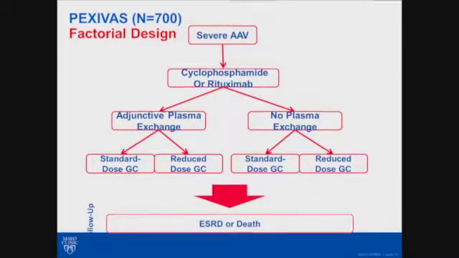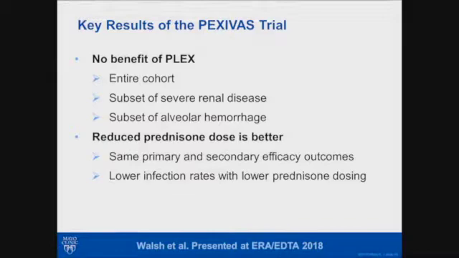patients receiving plasma exchange. Now, I'd like to just give you the headline summaries because these are really important and will change how we treat patients with severe ANCA-associated vasculitis in the early remission induction phase. So there was absolutely no benefit to plasma exchange when you looked at the entire cohort as a whole, or when we analyzed the patients who had severe renal disease or the patients who had alveolar hemorrhage, bleeding into the lungs, that Dr. Kartensiba had described earlier.